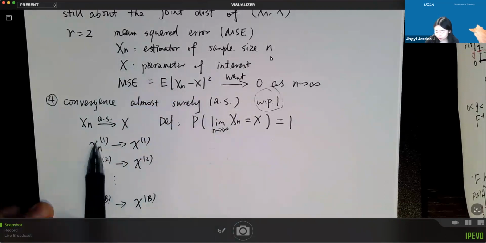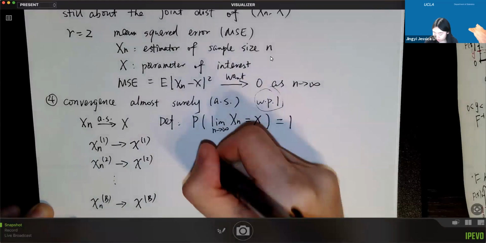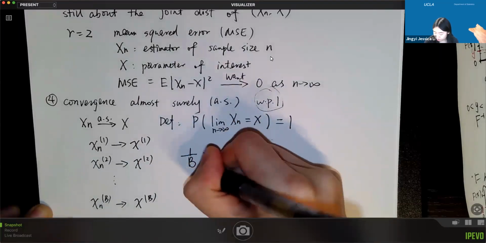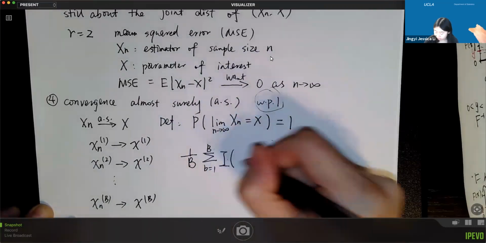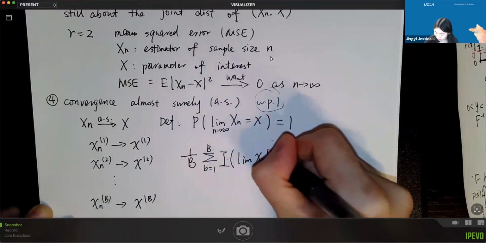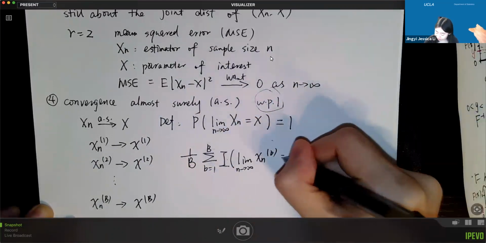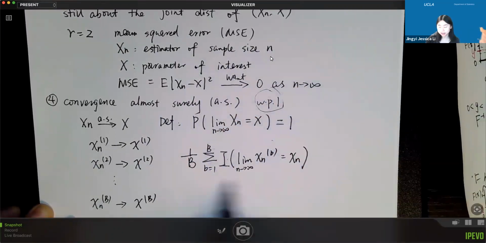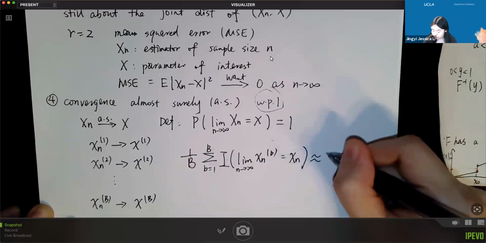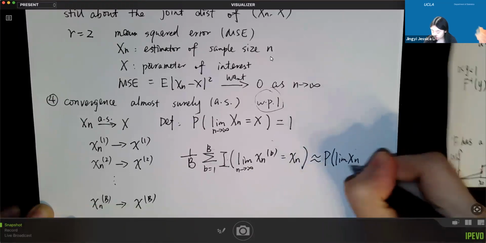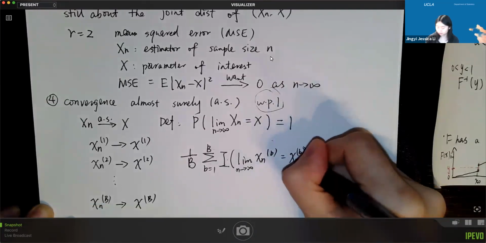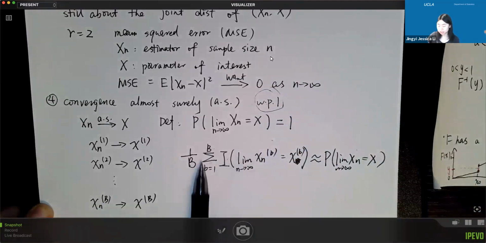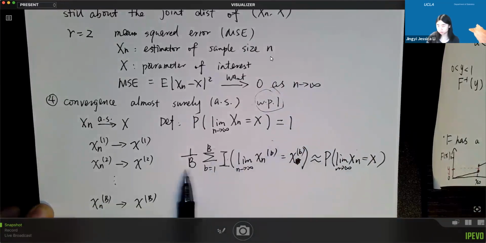I can write it this way, still using my realization way. I'm using an indicator function to check: does my sequence in this realization converge to its limit? I'm calculating this proportion. And this is approximately equal to the probability that the limit exists. Sorry, I forgot to put it here. My bad, there's no n here. Yeah, this is right. So this approximates this one, and as my capital B goes to infinity, they're equal. So this is for all my sequences.